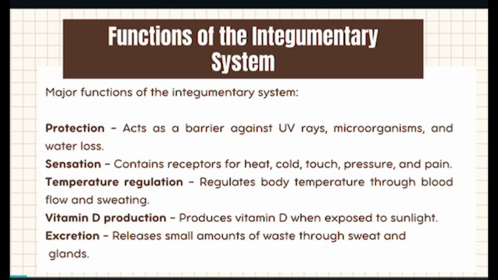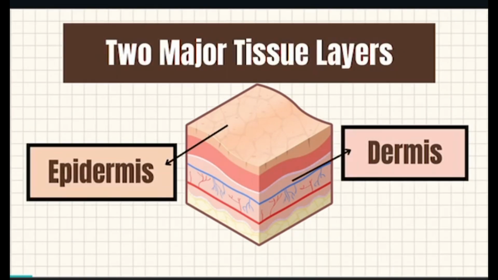An example of this is when you are jogging and then you start sweating. That is excretion. And we have 2 major tissue layers.